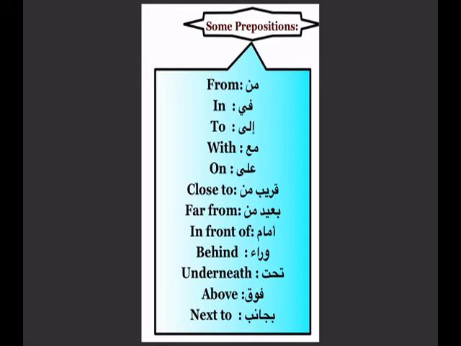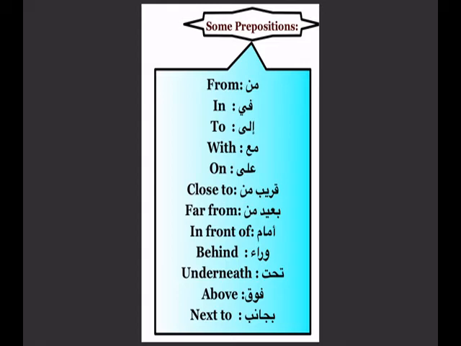I hope you have learned some prepositions in the previous semester as well, like min, fi, ila, and ala. So we would add some prepositions here to make a good number of nominal sentences. Min is from, fi is in, ila is to, ma is with, ala is on, qaribun min, close to, ba'idun min, far from, amama, in front of, wara'a, behind, or khalfa, behind, tahta, beneath or below, fawqa, above, bijanibi, next to.